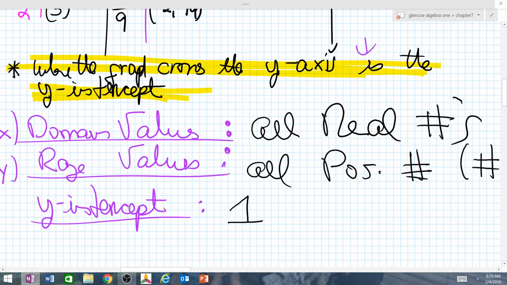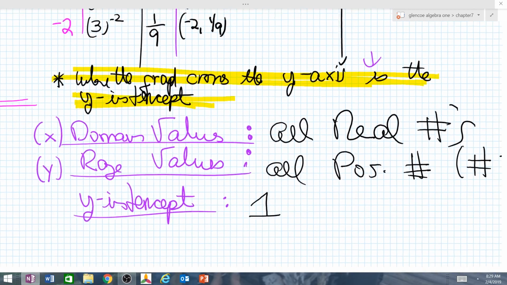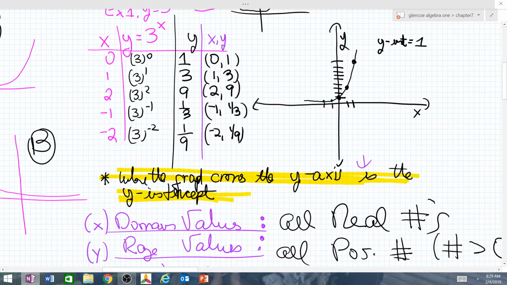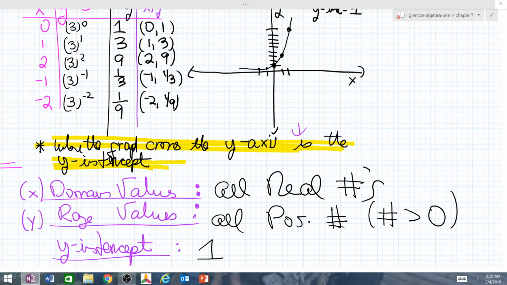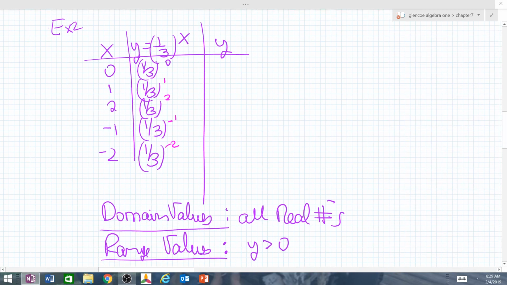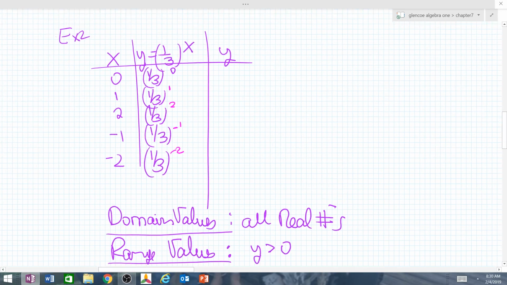Okay, let's look at one where sometimes they're going to ask you for the domain values. The domain values are what could all the x's equal? They could equal all real numbers because they could equal positive numbers, negative numbers, and 0. What would your range values be? Your range values would be numbers greater than 0. Positive numbers greater than 0.